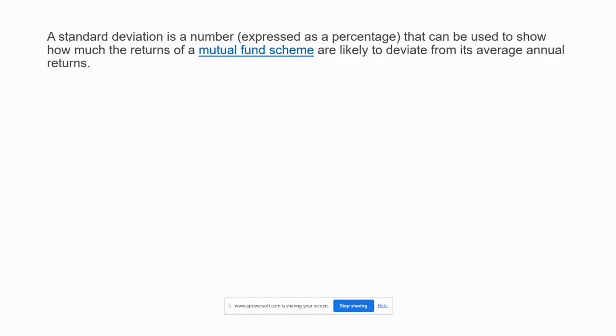Today we are going to understand standard deviation in mutual funds. So let's read over here. A standard deviation is a number expressed as a percentage that can be used to show how much the returns of a mutual fund scheme are likely to deviate from its annual average return.